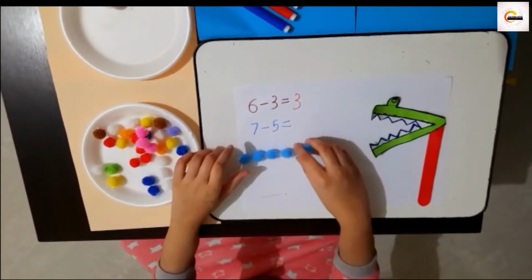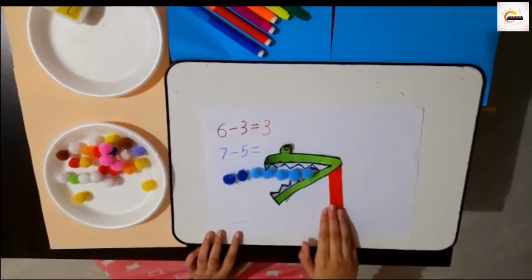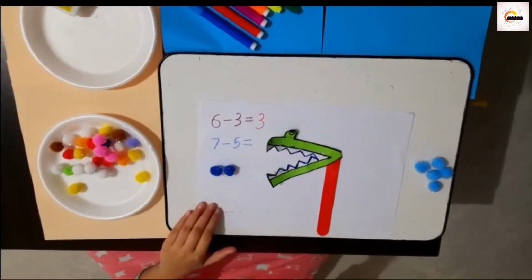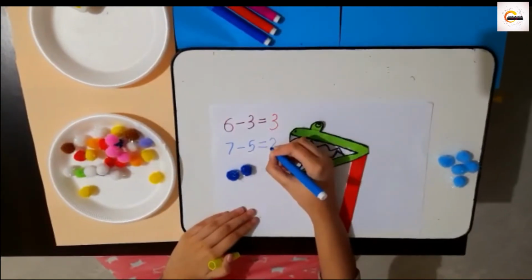Crocodile saw 7 gumballs and ate 5 of them. How many left? 7 minus 5 equals 2. 2 gumballs are left.